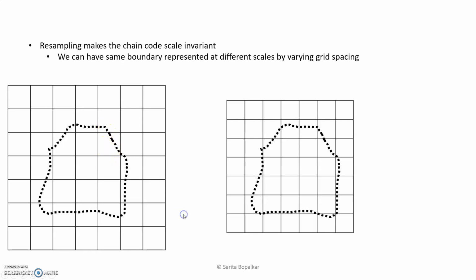So in this video we learned how to obtain a chain code from the district boundary points and how to resample it and how to obtain the resampled chain code, and this resampling makes the chain code scale invariant.